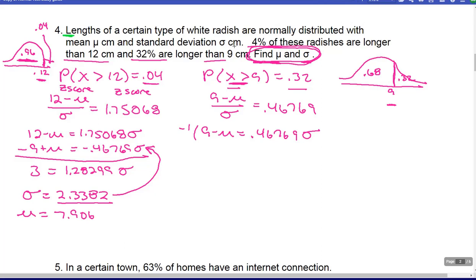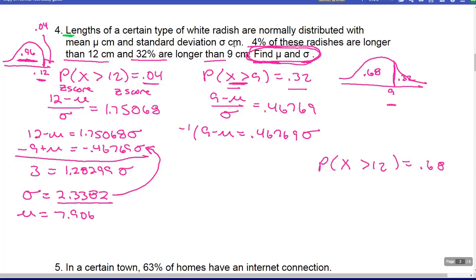So you found the z-score because you drew the graph, right? The thing you've got to be careful with is that sometimes when they do this, what if it was like this? The probability that x is greater than 12 is equal to 0.68.